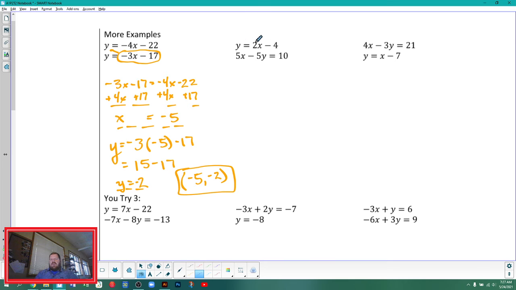Okay. On the next one, I do have an equation that gives me a y equals, so I'll plug that into the other equation. 5x minus 5, 2x minus 4 equals 10. We'll distribute. And combine like terms. Subtract the 20.